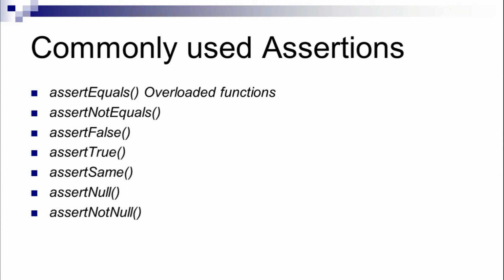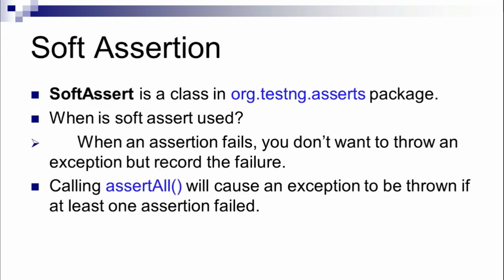Assert not equals, wherein I check that the two things are not equal. Assert false, I'm checking some condition to be false. Assert true, I'm checking some condition to be true. Assert same, I'm checking if two objects are the same. Assert null, assert not null, so I'm checking if some object is null or not null. So these are the commonly used assertions. You can try any assertion that you want in your practice. Let's go to the next slide now.